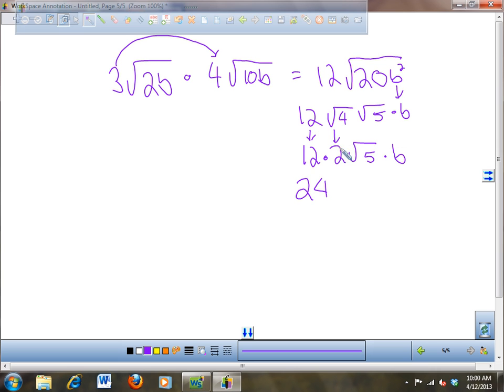24, and I put the b in front of the radical, and I get 24 b root 5. So that's what that thing simplifies to right there. Okay? It's hard, I know. In the interest of time, I'm moving on to the next thing.